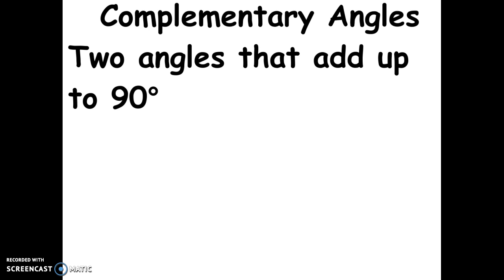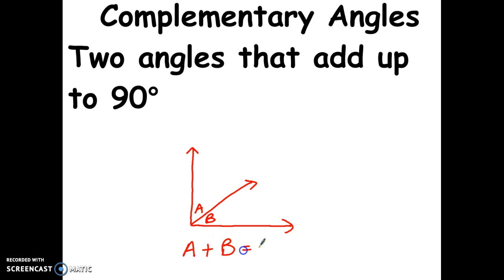Complementary angles are two angles that add up to 90 degrees. So again, we know that a 90-degree angle or a right angle looks like this. Now, if we were to split this and we would say that this is angle A and this is angle B, well, to say that these two are complementary, we know that if we take angle A and add it to angle B, it's going to equal 90 degrees because all together this forms a 90-degree angle.